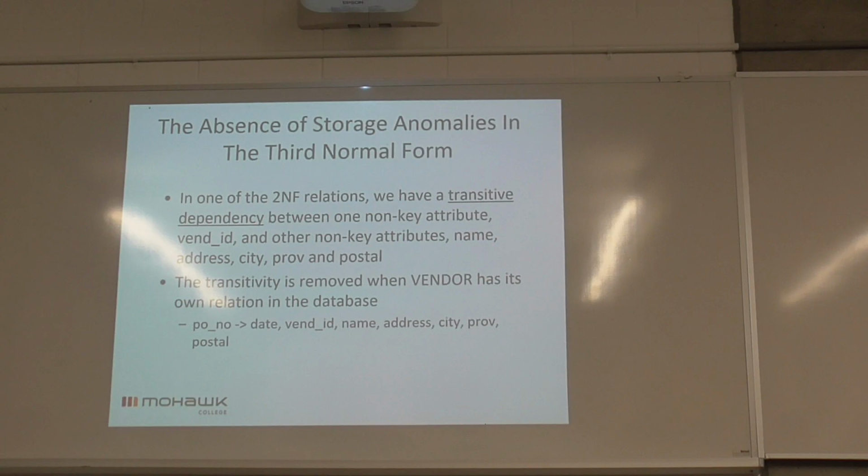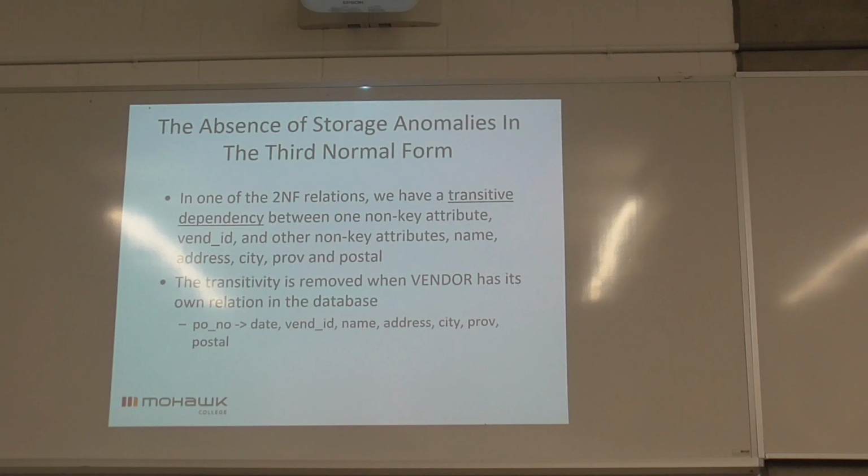And we also had them for vendors before, but in one of the second normal form relations, we have a transitive dependency between one non-key attribute, vend ID, and other non-key attributes: name, address, city, province, and postal code. The transitivity is removed when vendor has its own relation in the database.